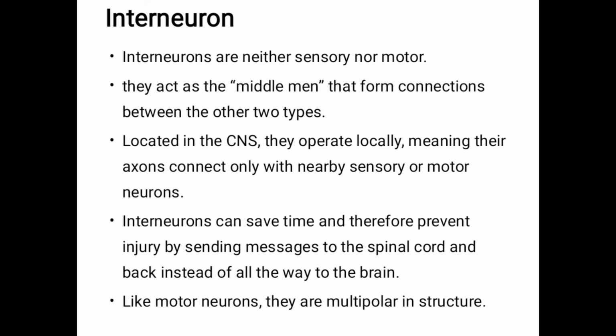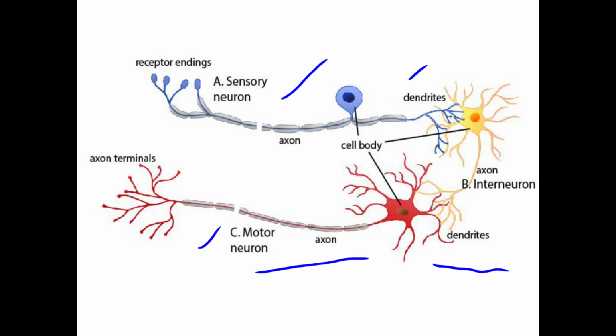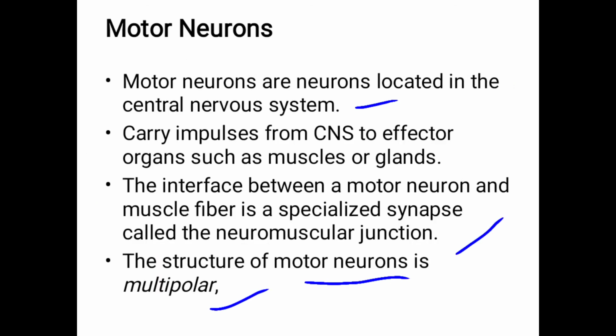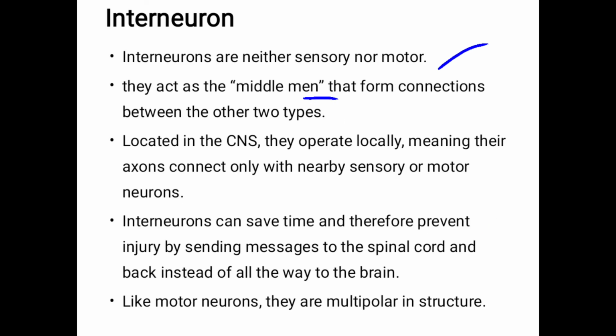The last one is the interneuron. Interneurons are neither sensory nor motor. They act as middlemen that form connections between the other two types. Here we can see an interneuron which connects a sensory neuron and a motor neuron. That's why it is called by the name middlemen.